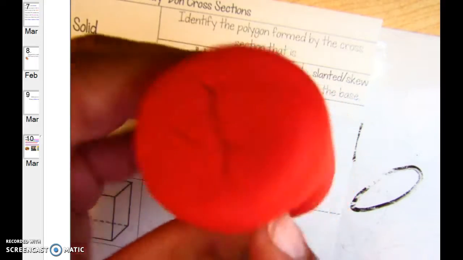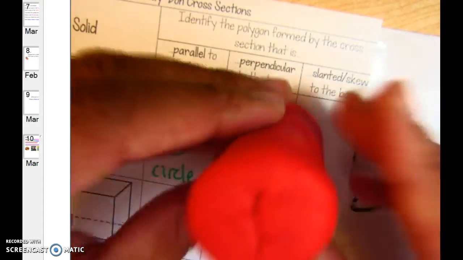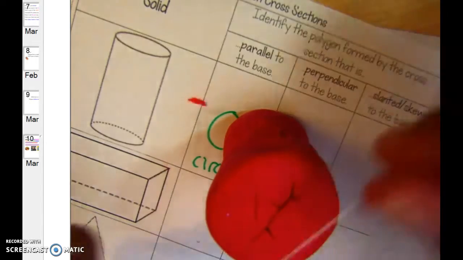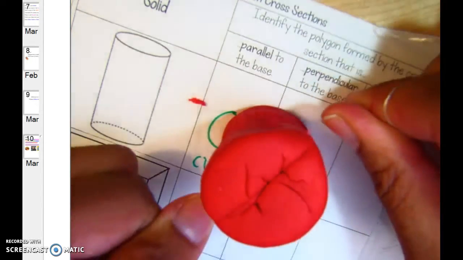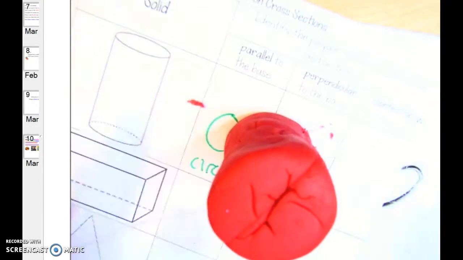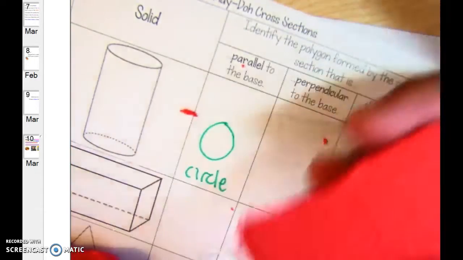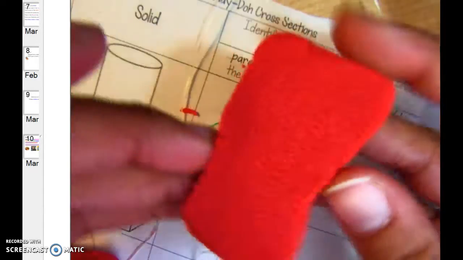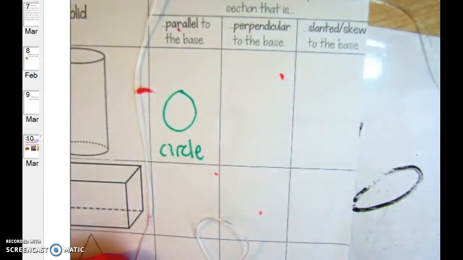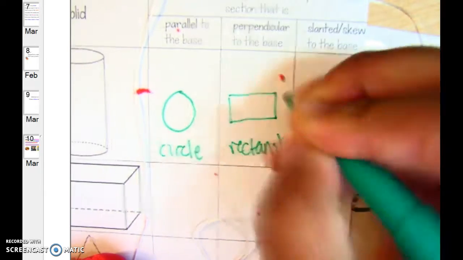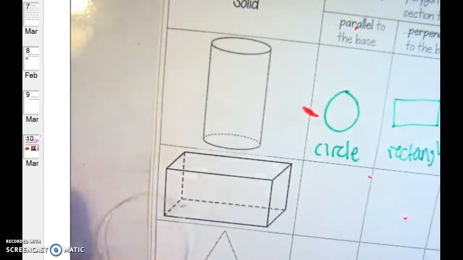Okay. So if you cut it perpendicular, going through the base, cutting through, I'll stand it up for this one, and I'm going to be cutting this way. That's perpendicular. And when I open it up, what do I see? I should see a rectangle. And so you would write or draw a rectangle here. And that's what you're going to do for each of these.